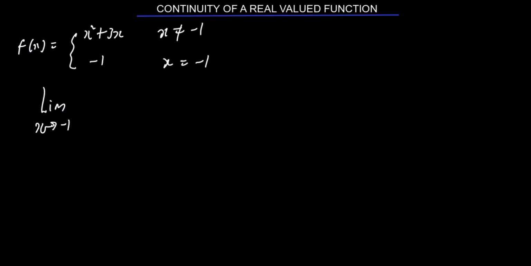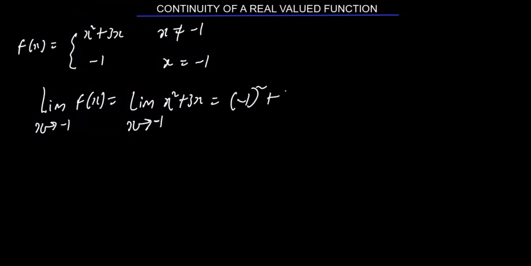So as x tends to minus 1 of your function f of x, which are you picking? This one. So what is my f of x? I'll have it to be x squared plus 3x, minus 1 squared plus 3 times minus 1. That gives me 1 minus 3 and that's minus 2.